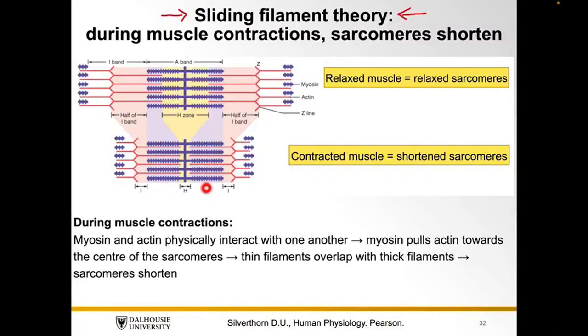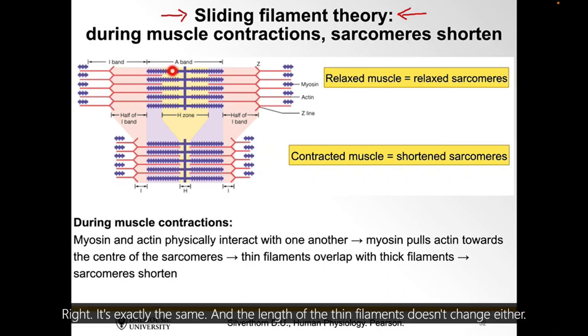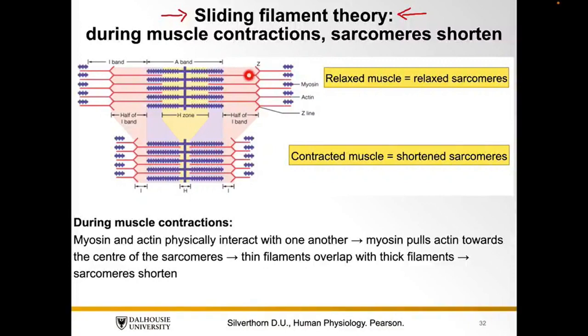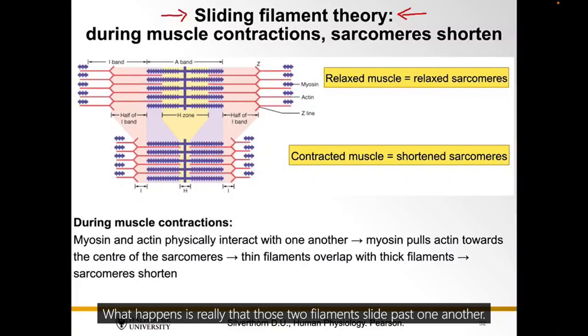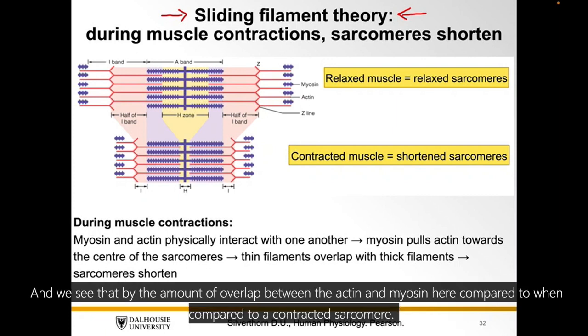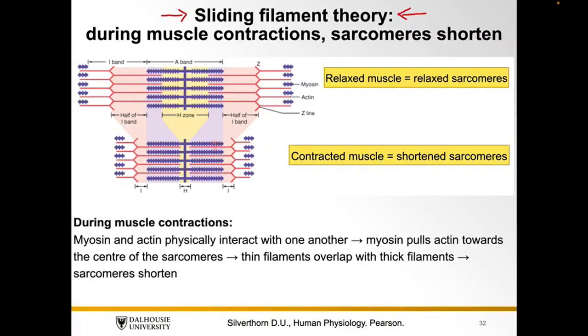So when the sarcomeres shorten, the length of the thick filament doesn't change, right? It's exactly the same. And the length of the thin filaments doesn't change either. What happens is really that those two filaments slide past one another. And we see that by the amount of overlap between the actin and myosin here compared to a contracted sarcomere.